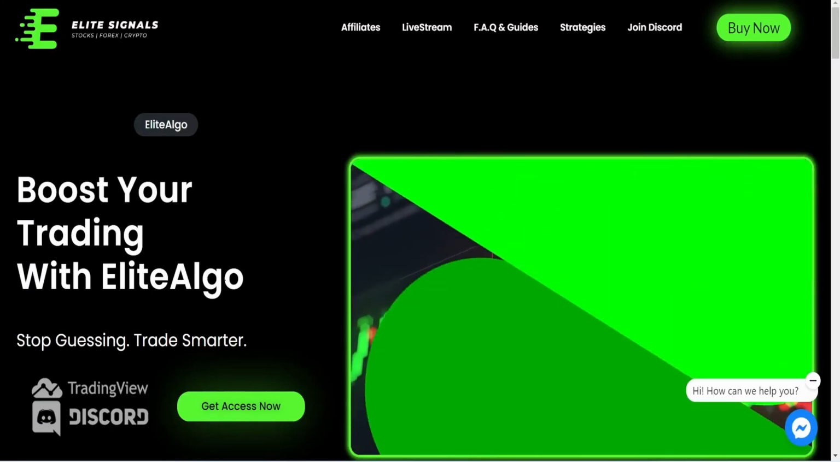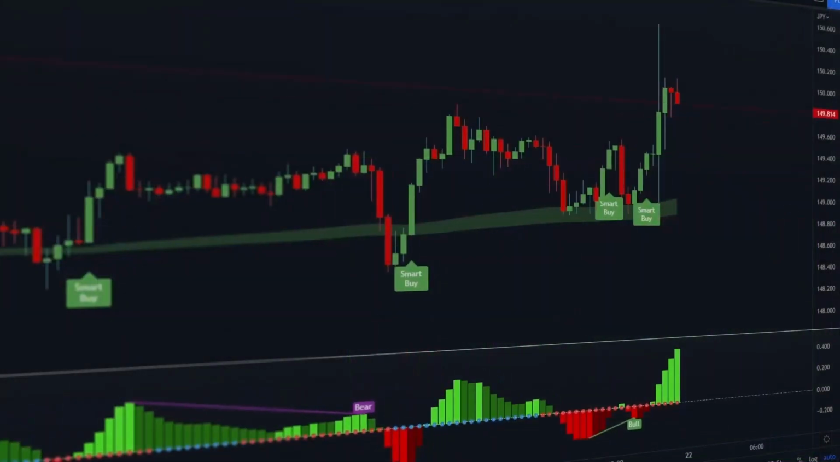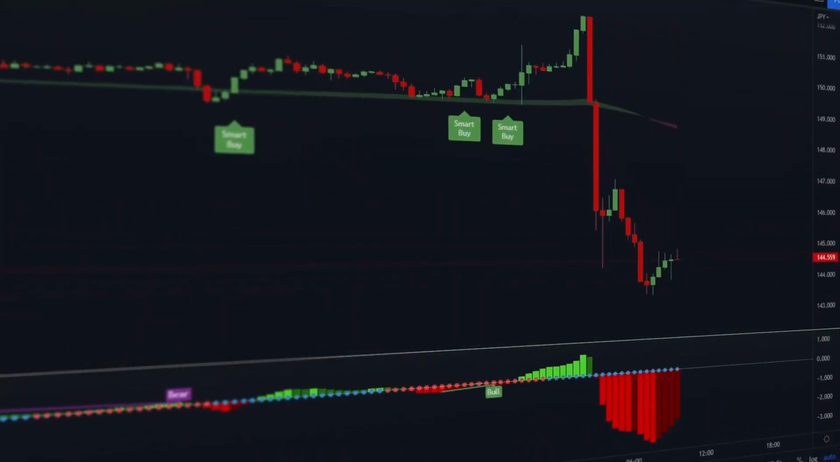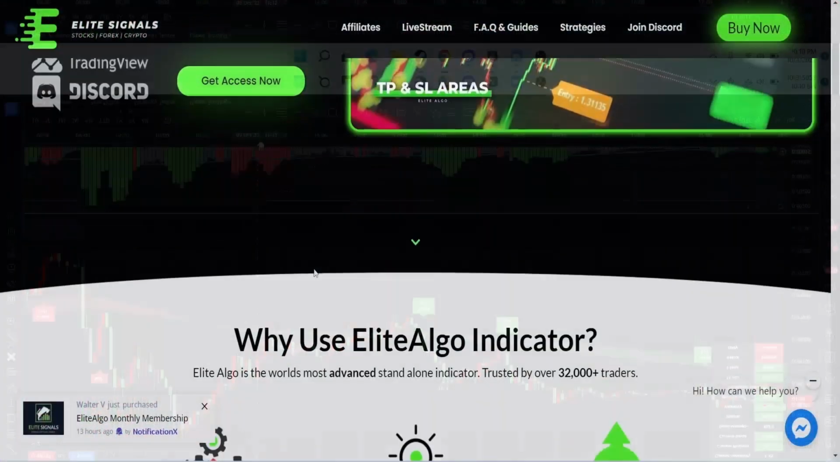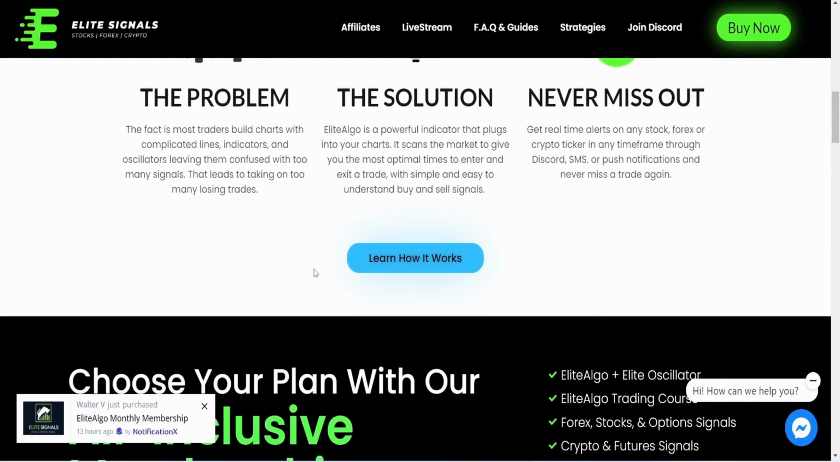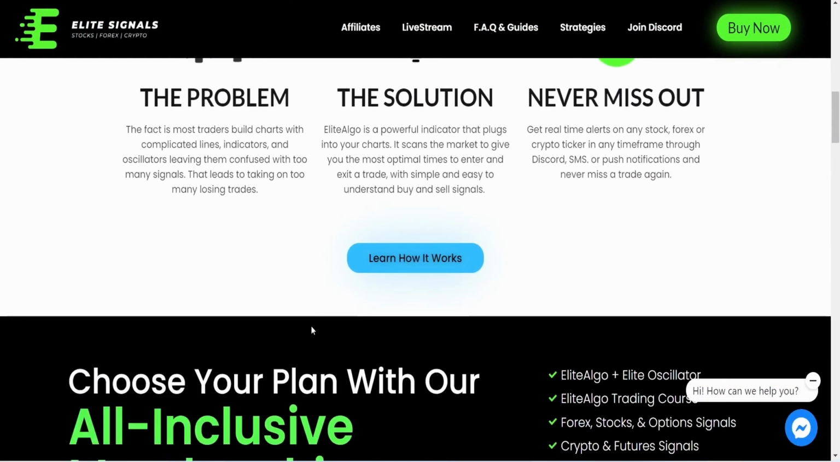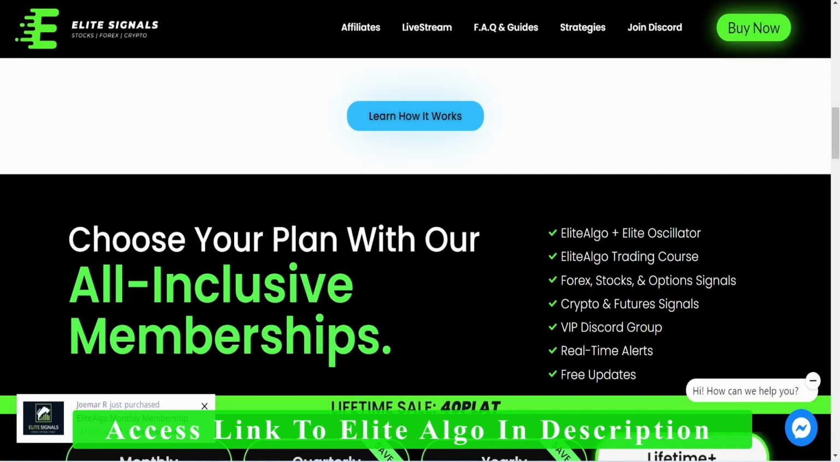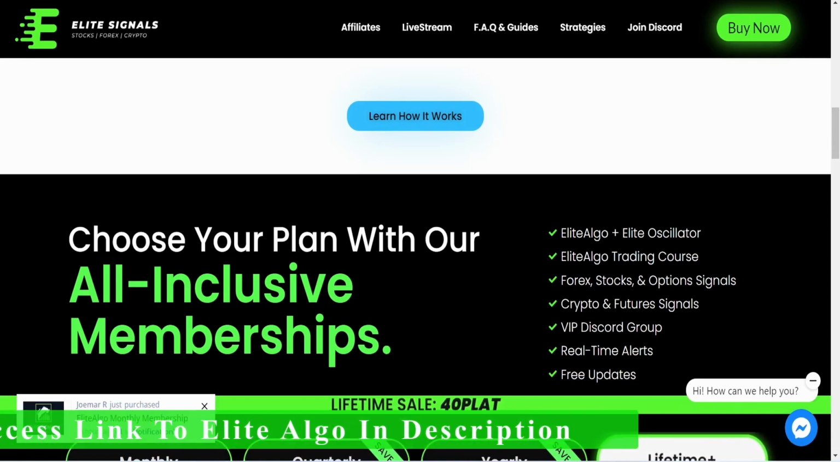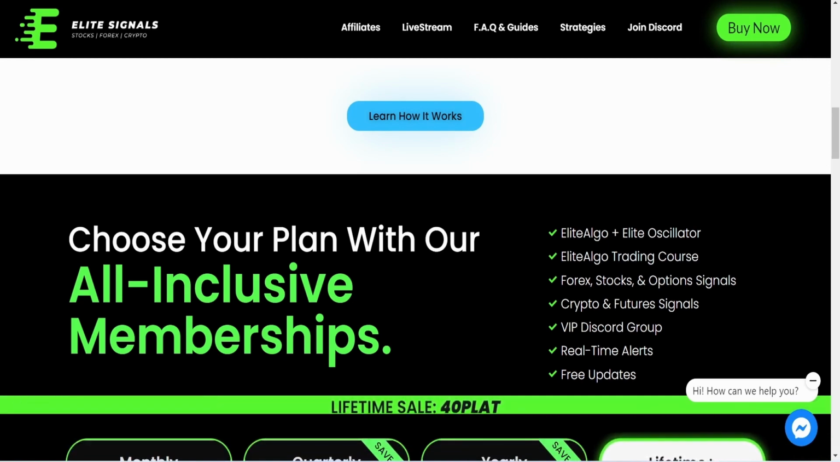So Elite Algo is a full comprehensive system with multiple different layers that help traders see the markets without them having to second guess what's going on in the market. Now, this is the Elite Algo website, and I'll have a link to it in the description below, but it trades all types of markets. It trades crypto, Forex, options. You could do futures on it. I trade commodities on it as well.